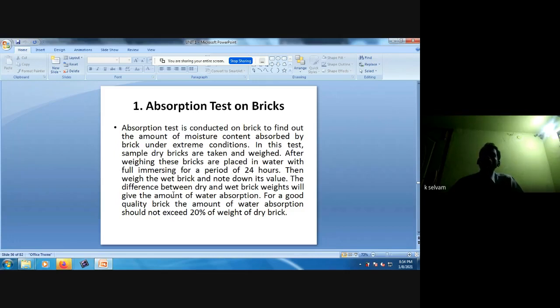Then it is placed under water for 24 hours. After those 24 hours, it will be taken out, the surface water wiped off, and it will be weighed. This weight is known as W2. The difference between W1 and W2 will be the amount of water absorbed by the brick. The percentage will be calculated.